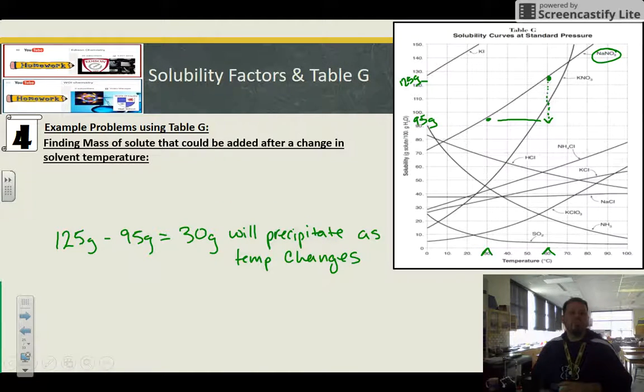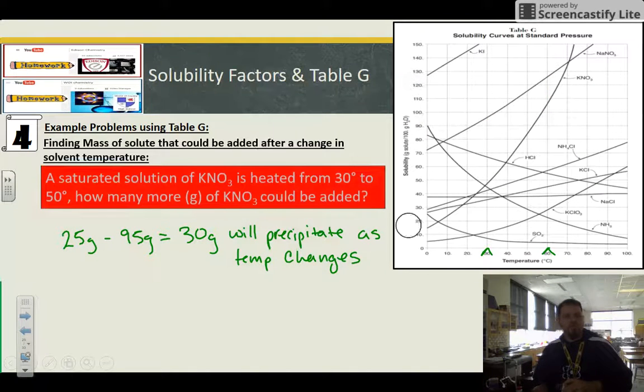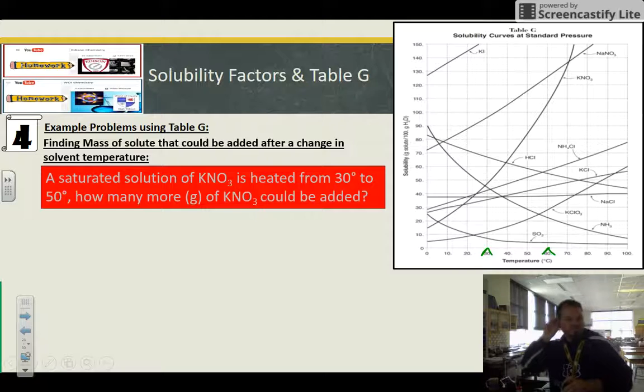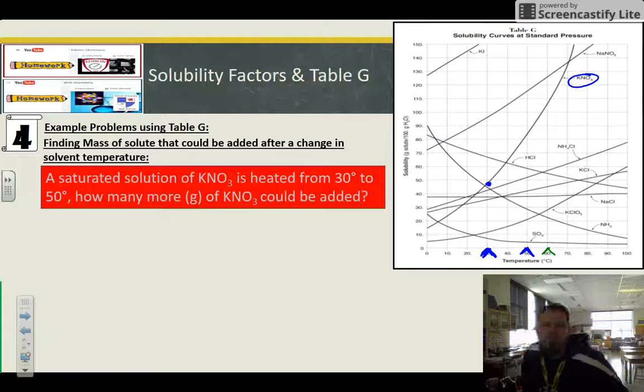Okay, good. Find the mass of solute that could be added after a change in solvent temperature. Okay, good. So another one. A saturated solution is heated from 30 degrees to 50 degrees. So I'm going to go opposite now. I'm going to heat. So I'm going to start at 30 degrees and go to 50. At 30 degrees, I can get about 48 grams in. I'm saturated, so I put 48 grams in, right? If I heat it up to 50 degrees, it could hold more, like 84, 85?